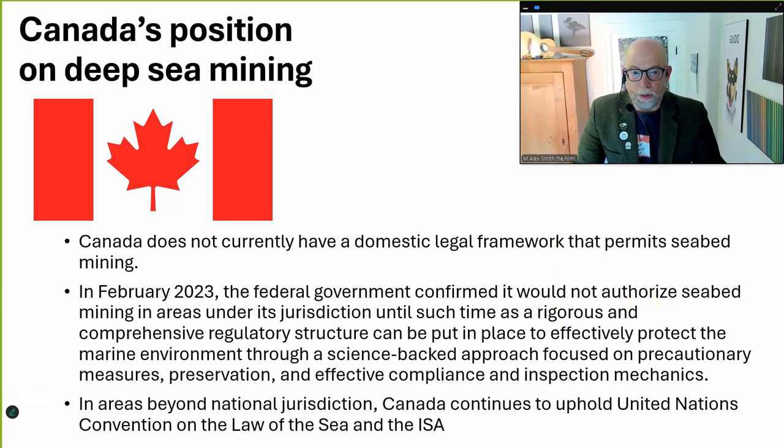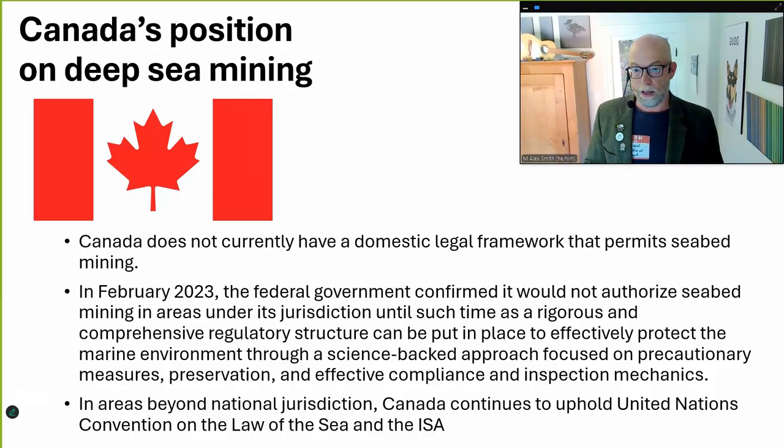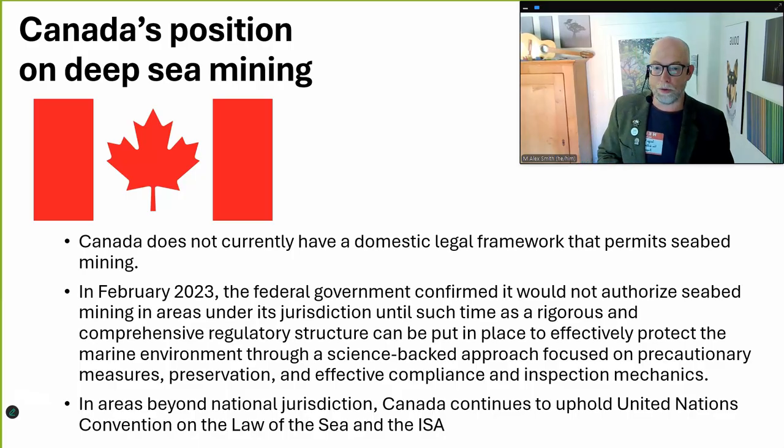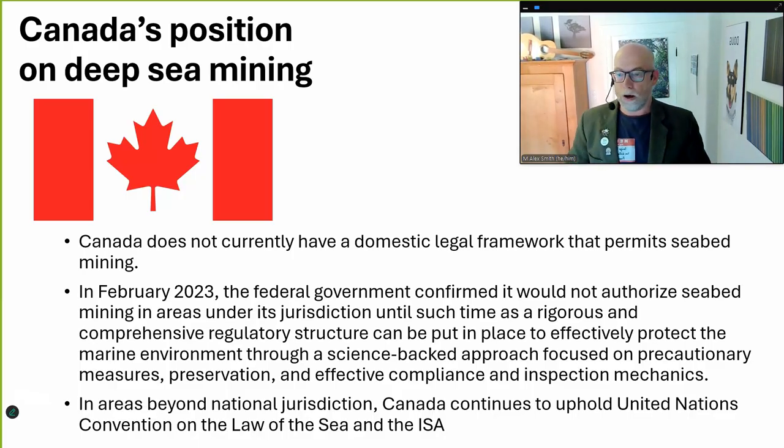What's the Canadian government's position on that? It doesn't currently have a domestic legal framework that would allow us to permit seabed mining. And as recently as February in 2023, the federal government confirmed that it wouldn't authorize seabed mining in areas under Canadian jurisdiction until such time as a rigorous, comprehensive framework is in place. And in areas outside of our national jurisdiction, Canada continues to uphold the United Nations Convention on the Law of the Sea and the Seabed Authority.